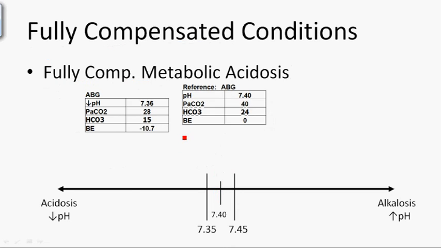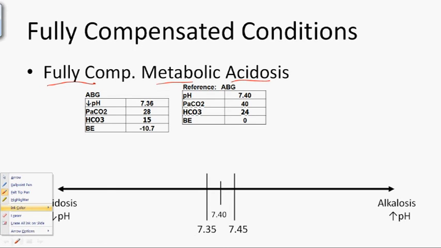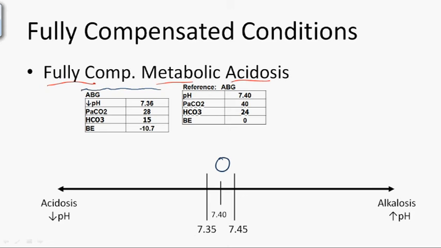So let's look at another one. Okay? Well, now we've got a fully compensated metabolic acidosis, but let's not jump the gun. Let's start with our procedure. Let's plot up our respiratory component. So this is the blood gas we're looking at. Okay, so compared to the normals, I've got a lower CO2. So that should have made me alkalotic. All right, my respiratory component, because I've got a low CO2, should have made me alkalotic.